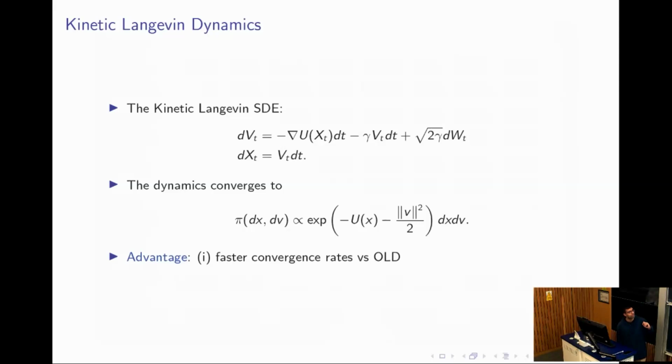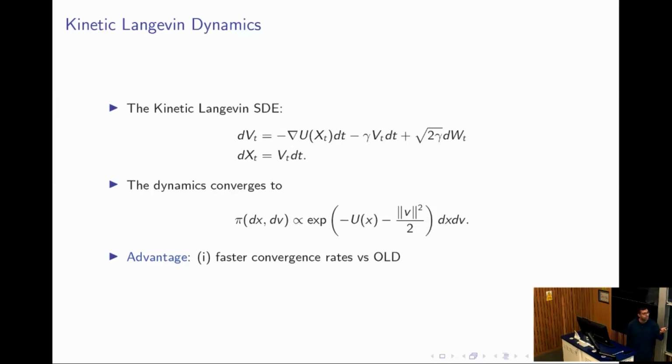And this underdamped Langevin dynamics is pretty interesting because it has an invariant measure, or stationary distribution, which is given by this. So if anyone is familiar with the overdamped Langevin dynamics, where you just have a single equation which looks very similar to this, you would essentially ignore this v squared norm over 2 term, and what you would have is this invariant distribution instead. Okay, so this is almost like an extended version of the overdamped Langevin dynamics, and it has a number of interesting properties or advantages to why one would consider this.